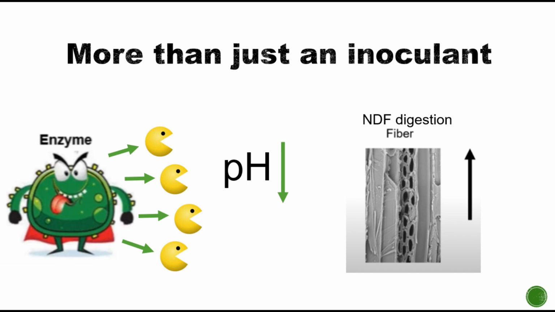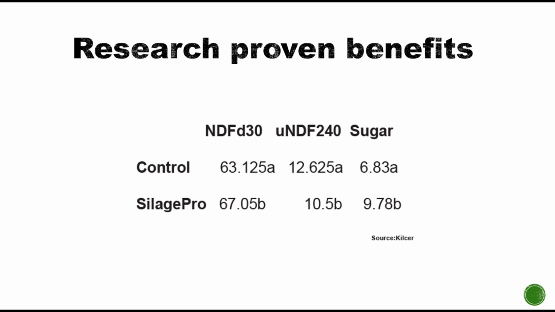Research-proven benefits. Tom Kilser research showed that Silage Pro improved NDF-D30, 67.05 B versus 63.125 A, over control. This nearly 4-point improvement means more energy from the fermented crop.